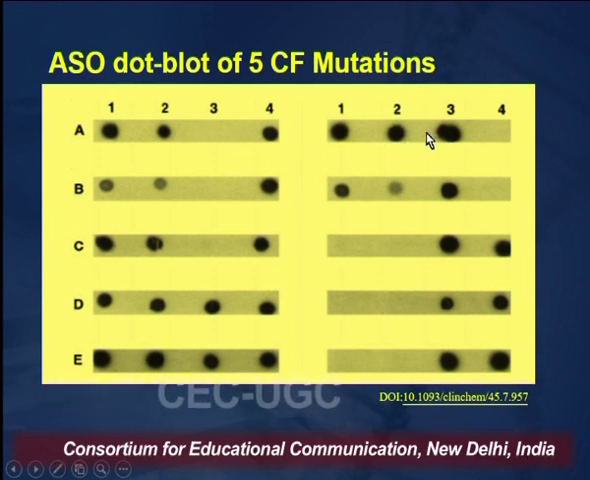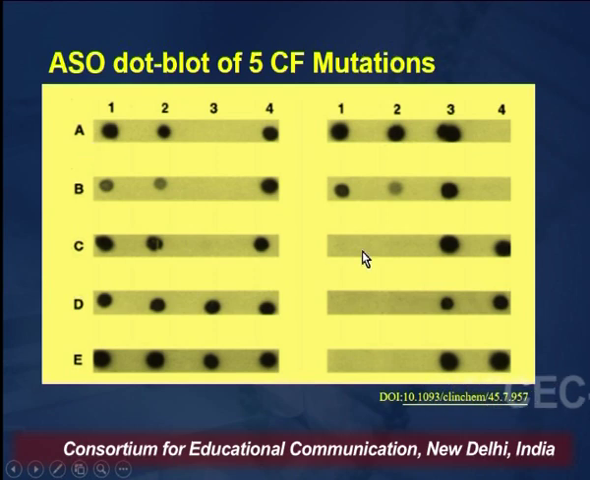Now, look at what is 3. Can you just identify this yourself? For 3, there is no signal in the normal probe, but there is a signal in the mutant ASO probe. So, what would it be? It would be a homozygous mutant, and therefore, it will be carrying the disease with respect to this mutation.